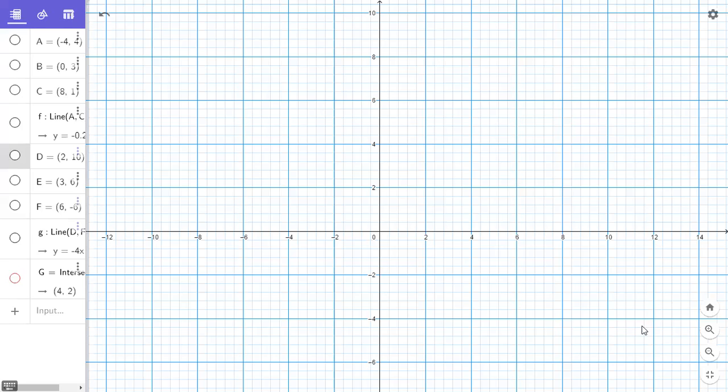Okay, we are on the interface of GeoGebra. Let's plot the first coordinates: minus 4, 4; 0, 3; and 8, 1. Now let us join this. So you take a graph paper and do this step. Let's go back to the question.